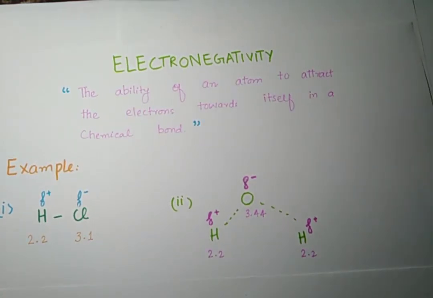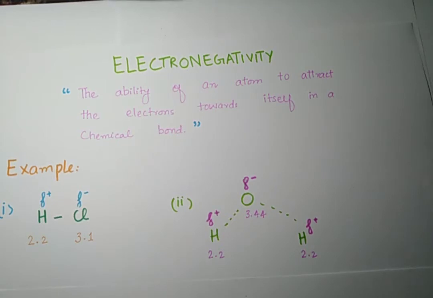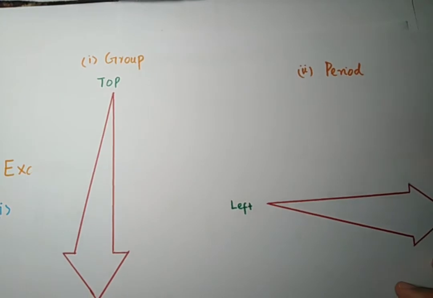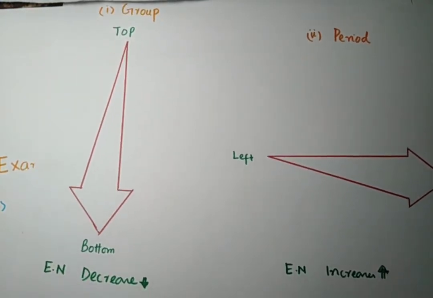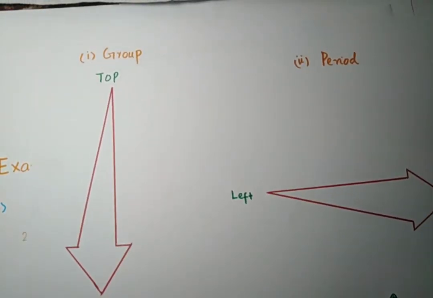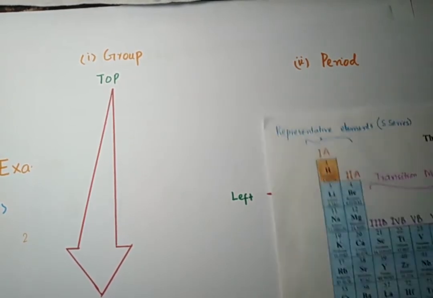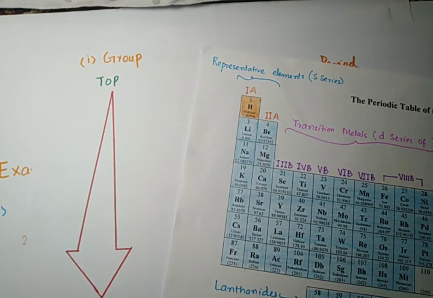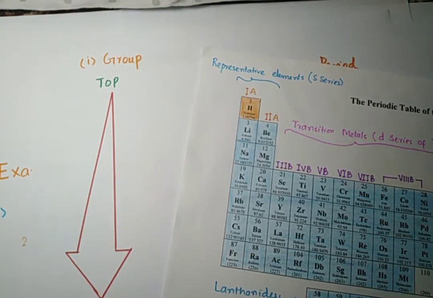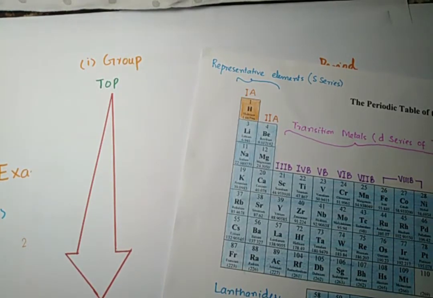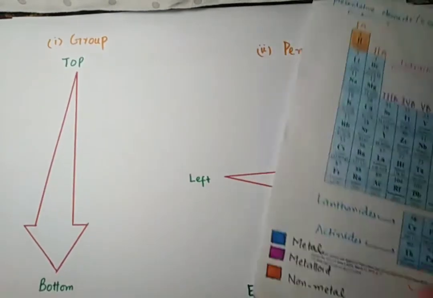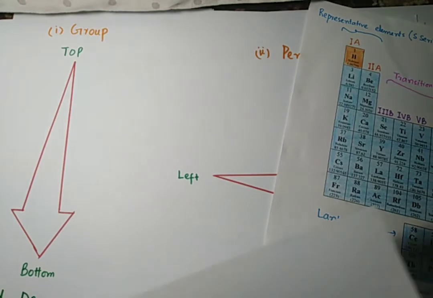Talking about the periodic trends in the electronegativity values, as we move from top to bottom in a group, the electronegativity decreases. Why? As we have talked about in this situation, when we move from top to bottom in a group, there is an increase in the number of shells. For example, here, hydrogen to lithium to sodium.